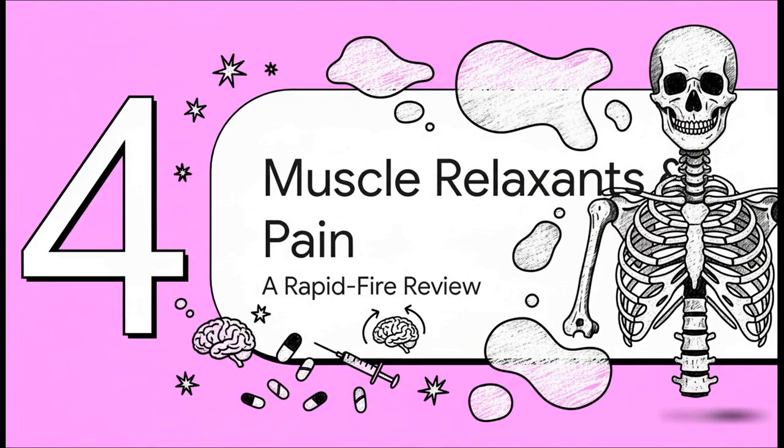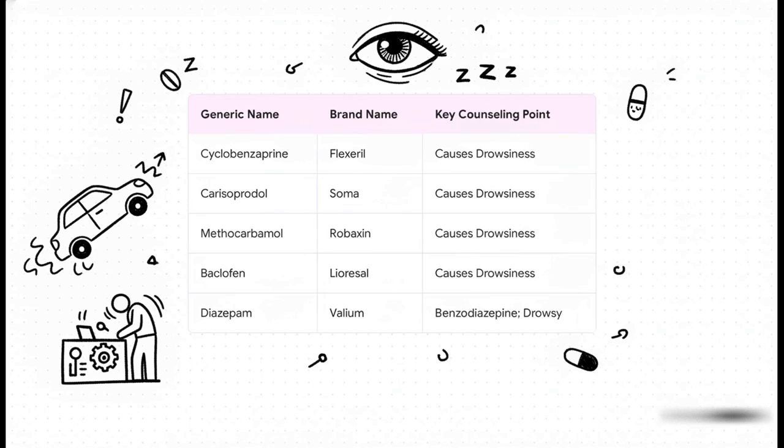Okay, we're in the home stretch now. Let's wrap this all up with our final section, a rapid-fire review of muscle relaxants. I can pretty much guarantee you will see these on your test, so let's make sure you know them cold. Okay, take a quick look at this table. Cyclobenzaprine, which is Flexeril, Carisoprodol, which is Soma, methocarbamol, Robaxin.